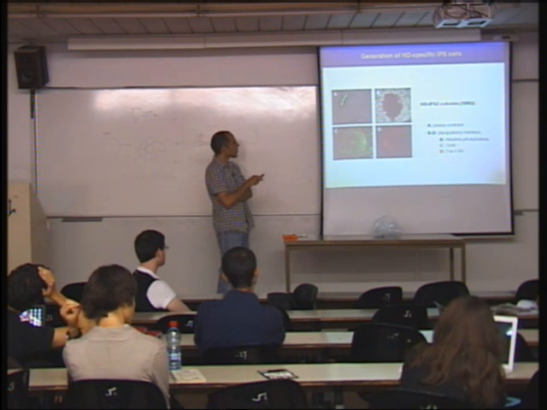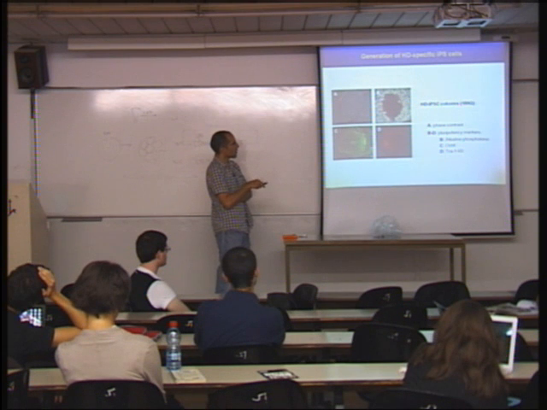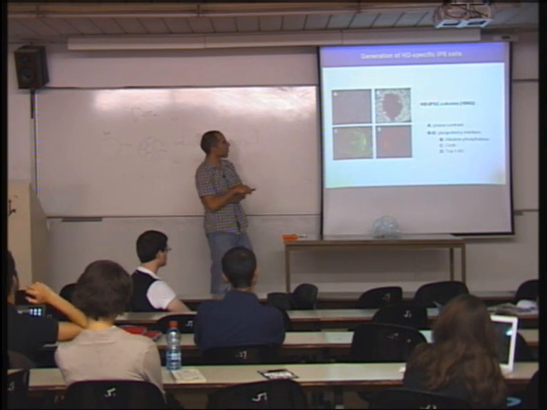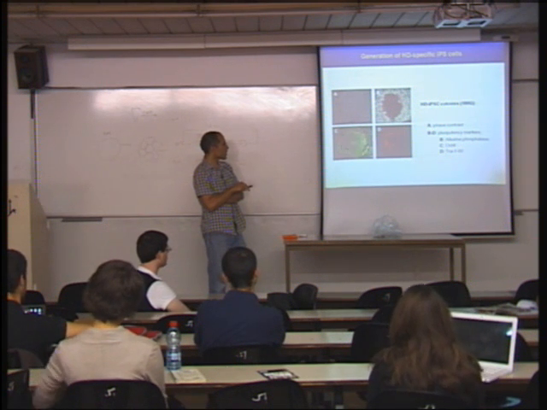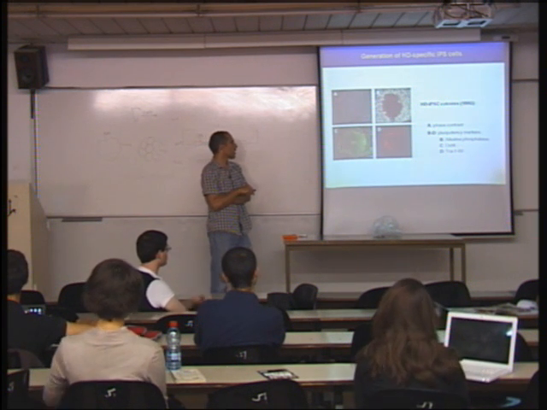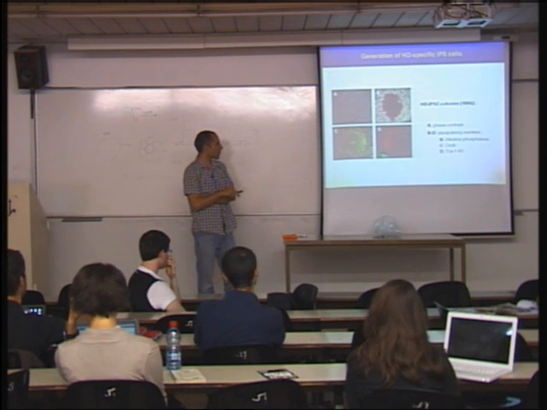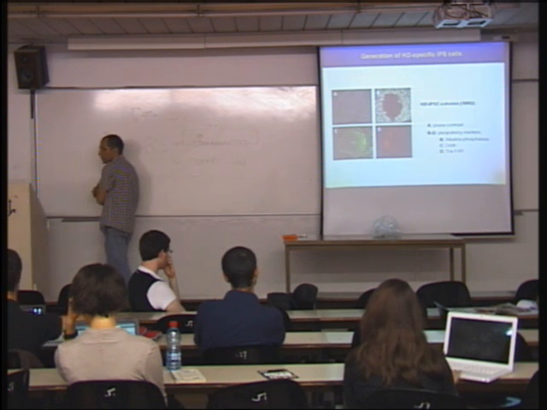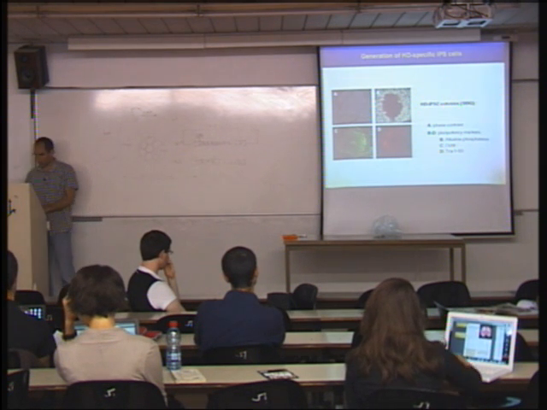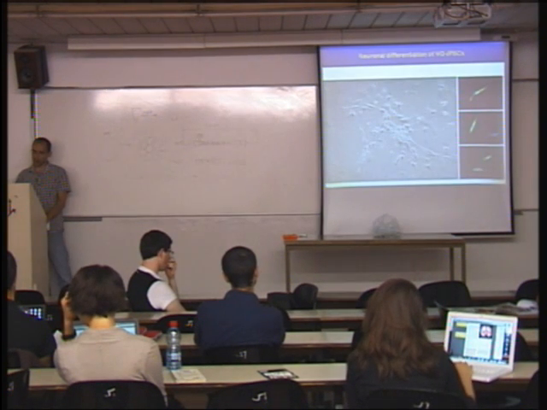So here you can see a colony. Here you can see the staining. It's a specific staining for alkaline phosphatase for pluripotent cells. This is the green staining, OCT4, one of the pluripotency factors, another red staining for another factor. So you can generate these iPS cells from biopsies, skin biopsies of patients.